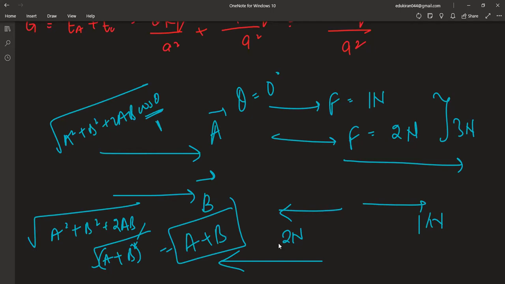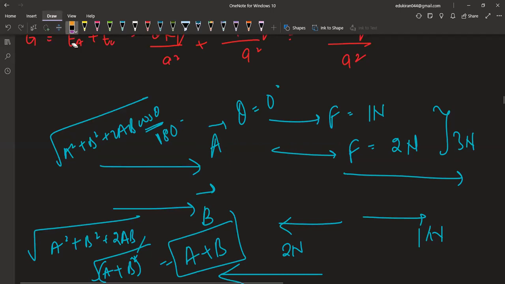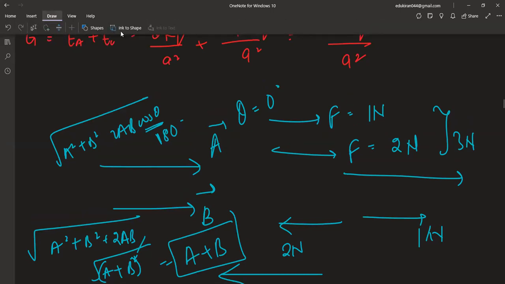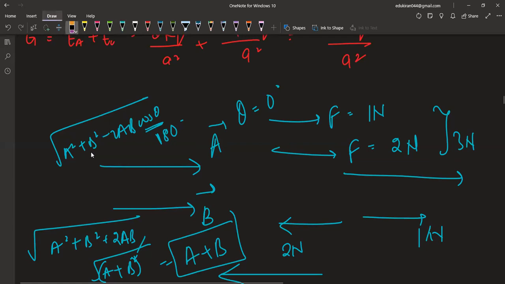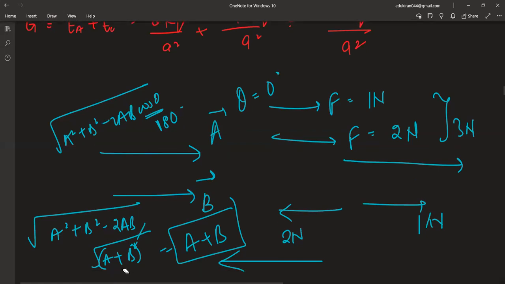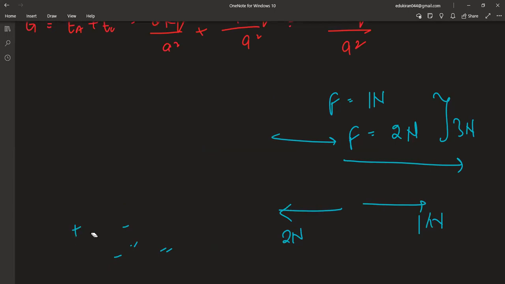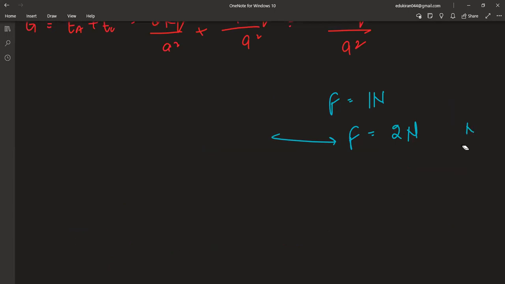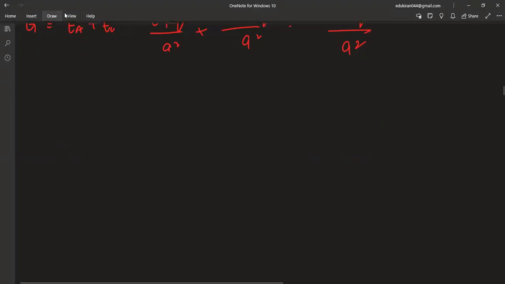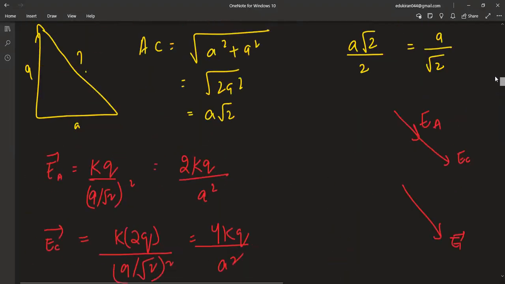If these vectors are in opposite direction, we take the angle as 180 degree. So cos becomes -1, and wherever the sign was plus, it becomes minus. Then a minus b whole square under root, the root and square get cancelled, and you get a minus b. So whenever two vectors are in the same direction, we add them; whenever the vectors are in opposite direction, we subtract them. Actually, we are following the parallelogram law only, but since the angles are 0 degree and 180 degree, we are simplifying it. Now clear? Yes, ma'am. Okay.